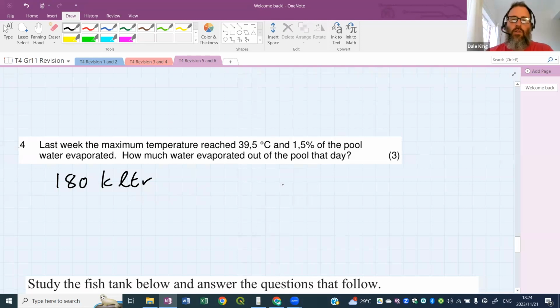Come on, guys, you can do that. 1.5% of this water, 180 kiloliters, gone. How much water is in that 1.5%? You guys should be able to do this. 1.5% of this pool water. What's the answer? Who's first? Let's see who gets it first. Fastest fingers first. 1.5% of this 180 kiloliters.